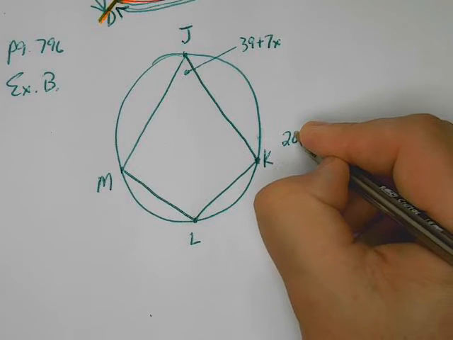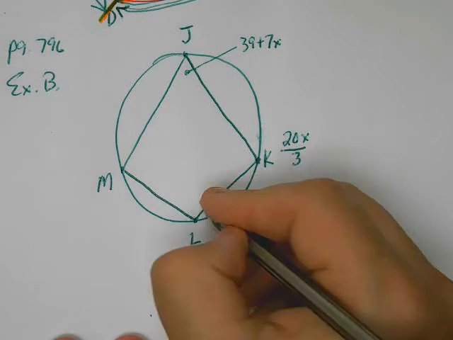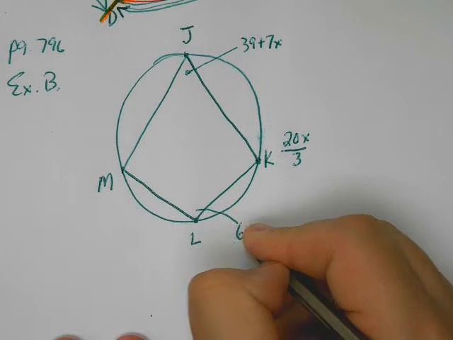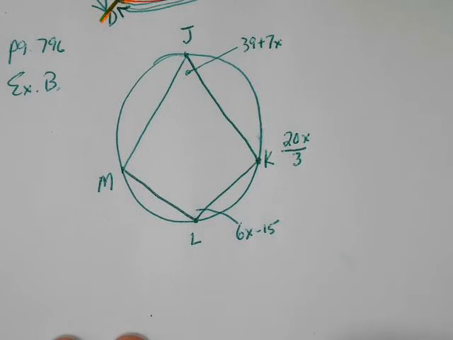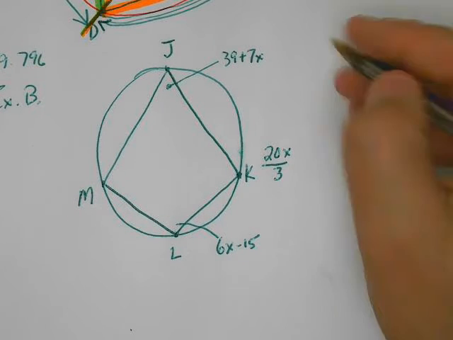20x over 3. Thank you. And what about L? 6x minus 15. Okay, so, and we don't have anything for M. All right, looking at this carefully, you've got some blank spaces. Let's try and fill in.